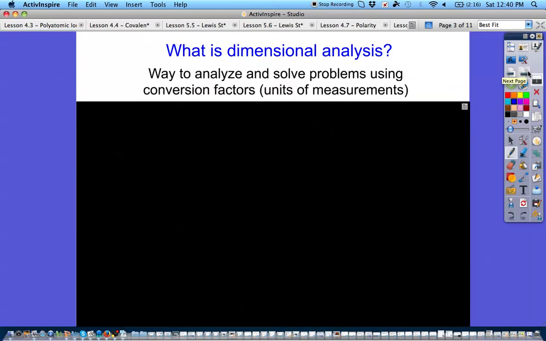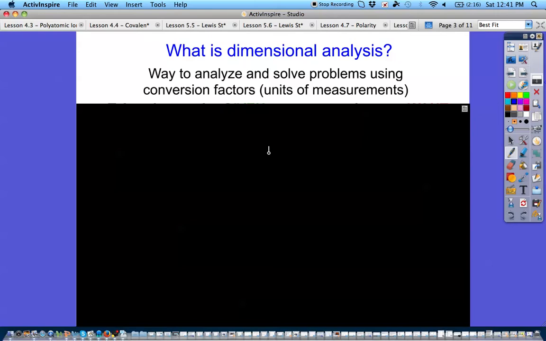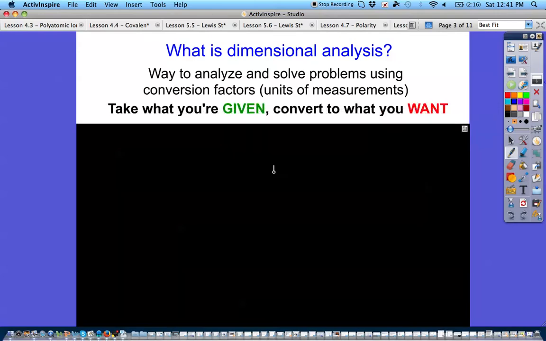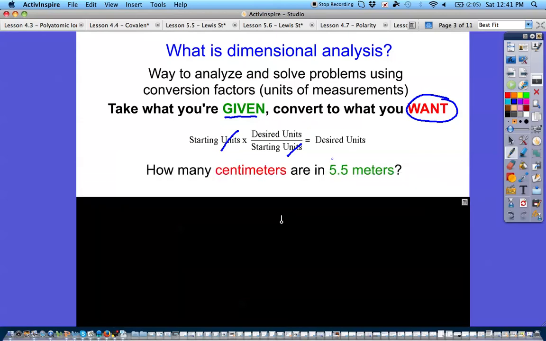So what is dimensional analysis? Dimensional analysis is a way to analyze and solve problems using these conversion factors, the units of measurement that we are given. So we are always going to take what we're given and convert to what we want. Another way of looking at this is take the starting units, those given to you in your problem, and convert to the desired units, what you want to find. The starting units would cancel out, and we would be left with our desired units, what we want.